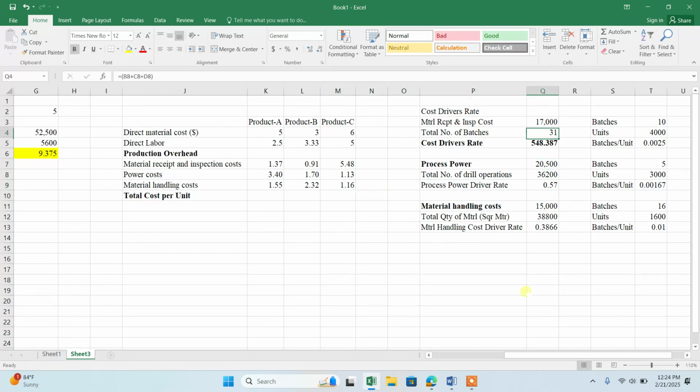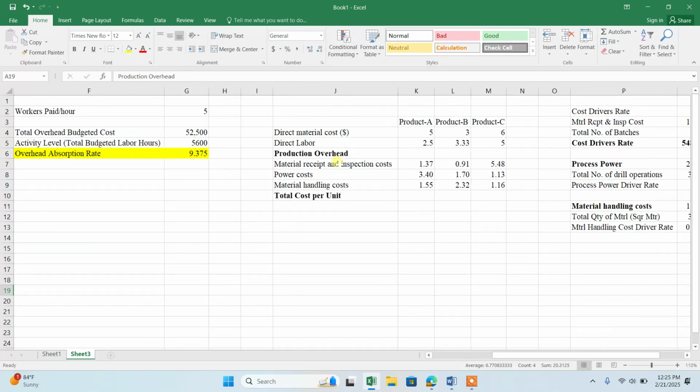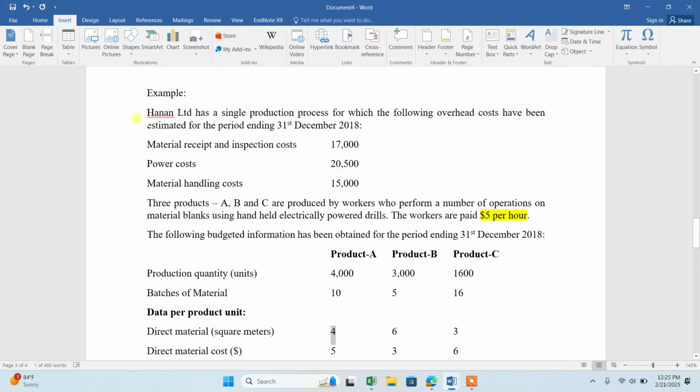So now look, this 1,700 is for the total. For each unit it is 1.37, 0.91. Now you can see that all the overhead costs are calculated for each unit separately, while in absorption costing we do it all collectively. In activity-based costing we calculate this based on their cost drivers.